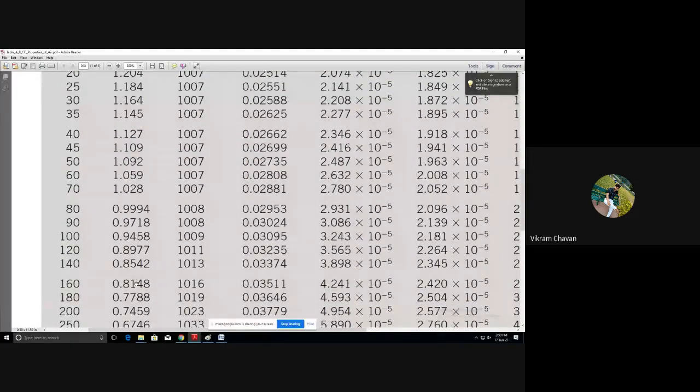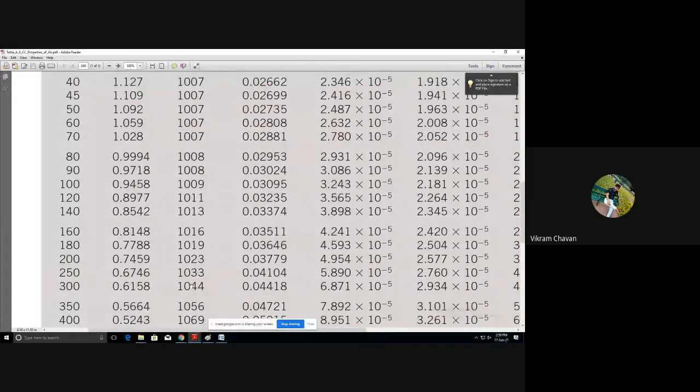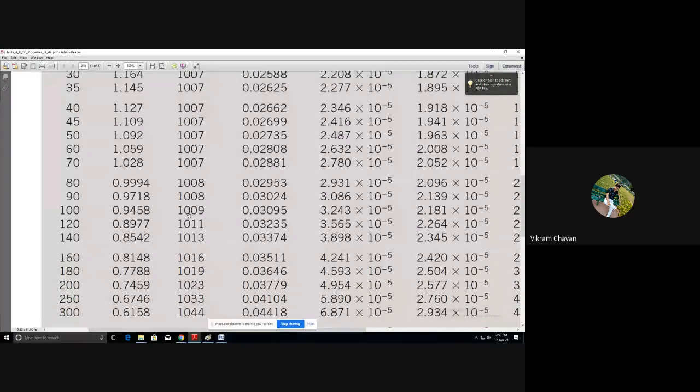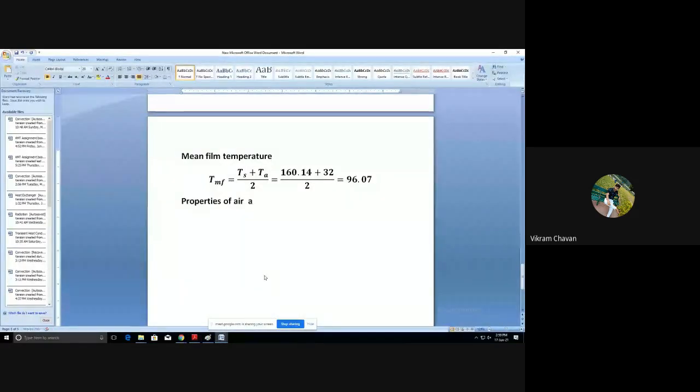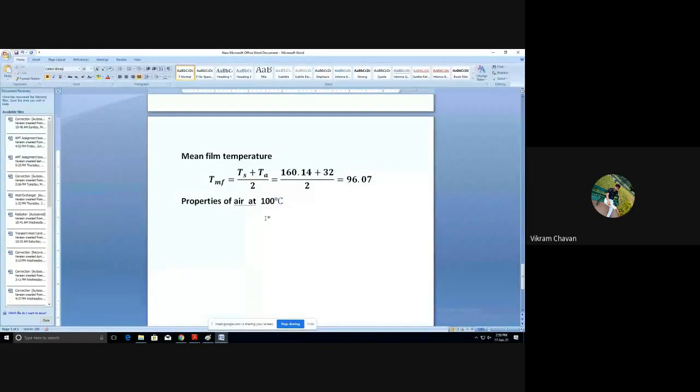Similarly there is no such difference. Here you can see 1009 for 100 degrees and 1008 for 90. So for 95 you will get 1008.5, and for 96 near about 1008.7, so we can take directly the properties of air at 100 degrees Celsius. That will be the better choice, which will be nearer to 96 degrees Celsius.